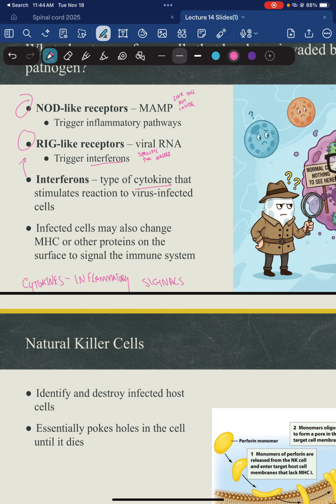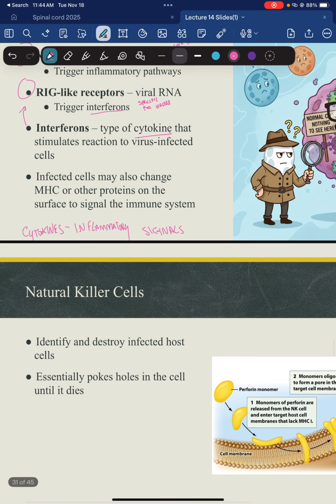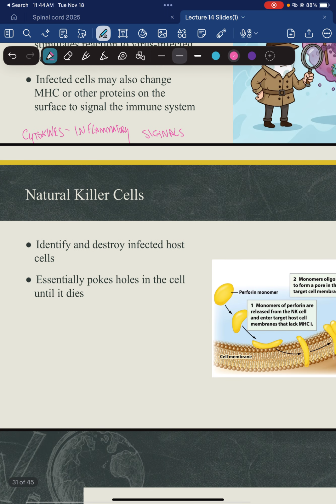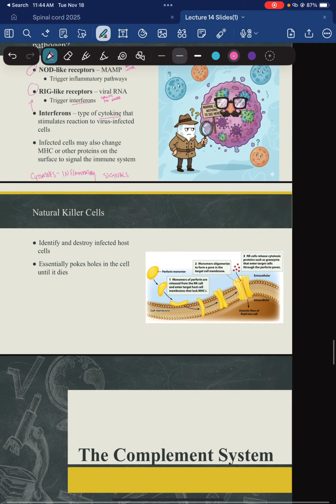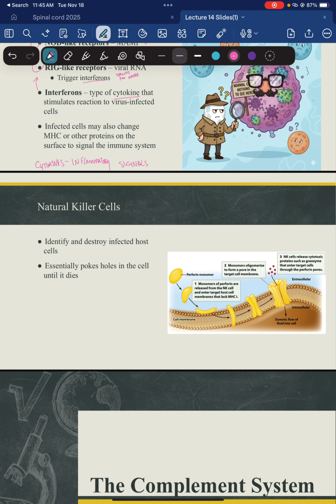So these are really good when it comes to individual cells. Something is wrong with this cell, we need to get rid of it. What happens if a virus or a bacteria, let's say, gets into a cell, here's our cell, and something has gotten in and infected it, but it has masked itself, right? So not all of them will activate a toll or a nod-like. Let's say it found a way to bypass those other ones.